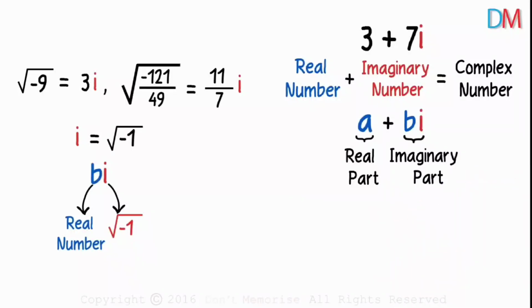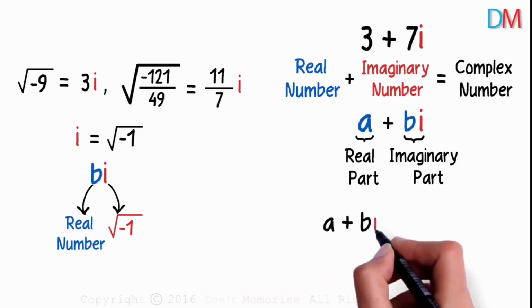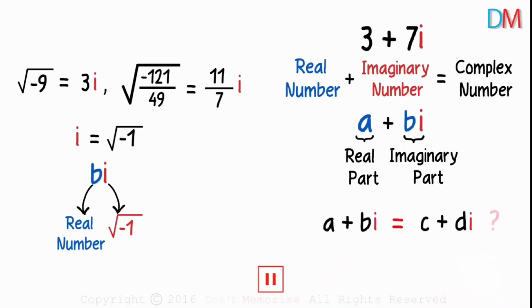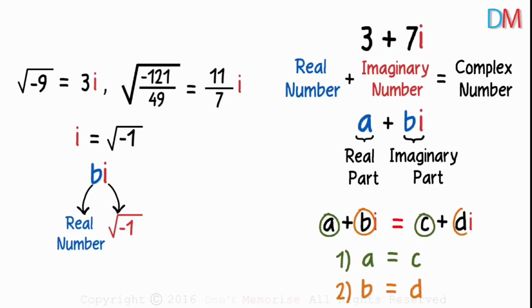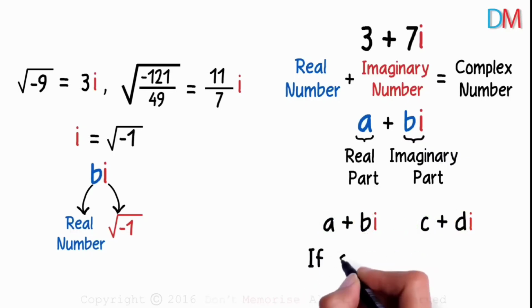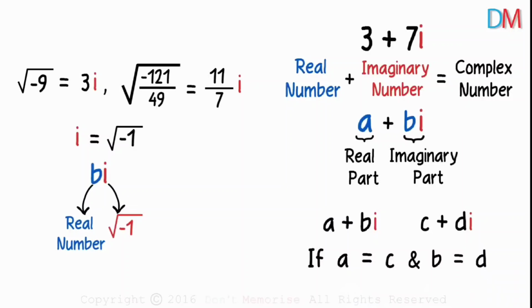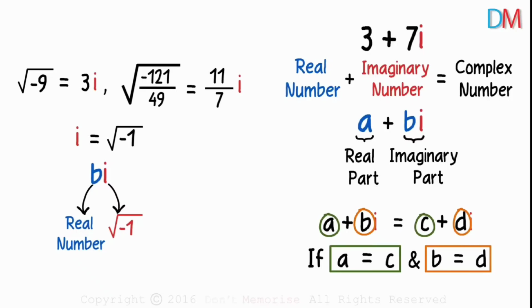Now let me ask you something interesting. When will the two complex numbers a plus bi and c plus di be equal? They will be equal only if both the conditions are satisfied. First, a is equal to c and second, b is equal to d. Yes, only if a is equal to c and b is equal to d will the two complex numbers be equal. Real parts equal and the imaginary parts as well are equal.